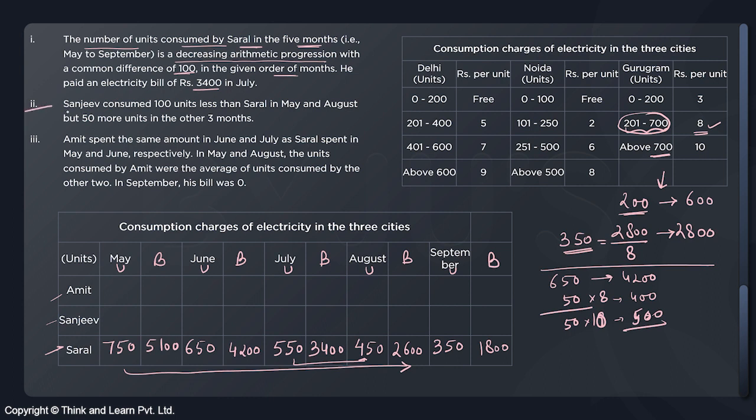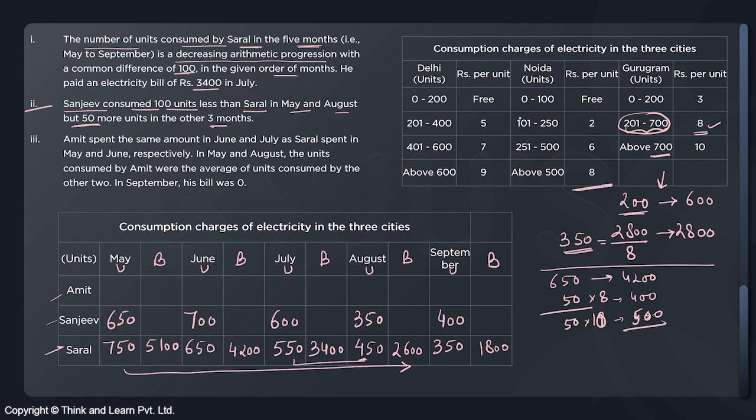What about Sanjeev now? Sanjeev has consumed 100 units less than Saral in May and August. So in May, he has consumed 100 less than Saral. In August, he has consumed 100 less than Saral, and 50 more units in the other 3 months. So 50 more than Saral is 700, 50 more than Saral is 600, 50 more than Saral is 400. I can also calculate now the cost for Sanjeev as well, going by this data.